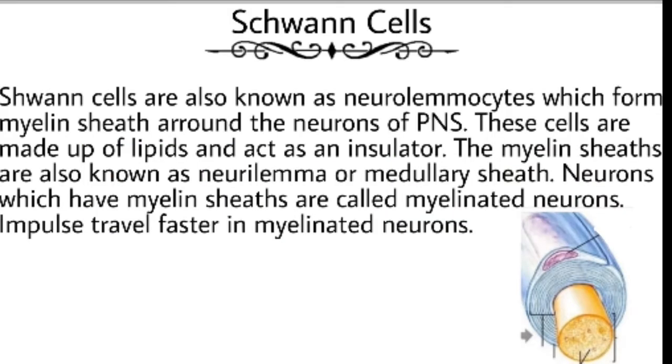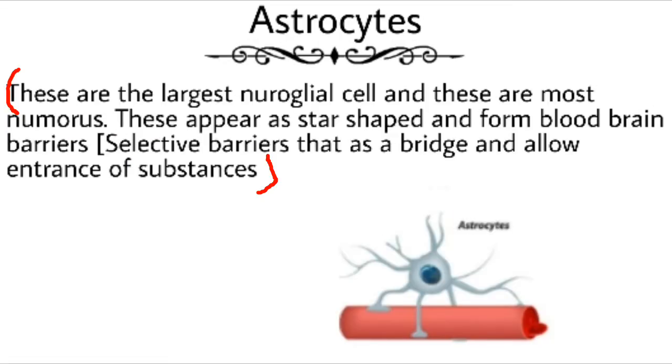And now here is another type of neuroglial cells, astrocytes. These are the largest neuroglial cells, keeping that in mind. And these are most numerous also, and these appear star-shaped, and these form the blood-brain barrier. Now, what is the blood-brain barrier? These are selective barriers that act as a bridge and allow the entrance of certain substances.